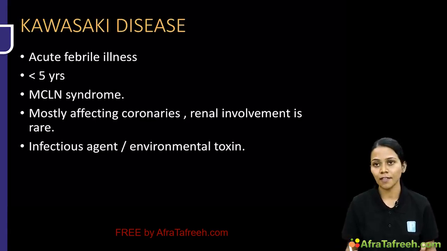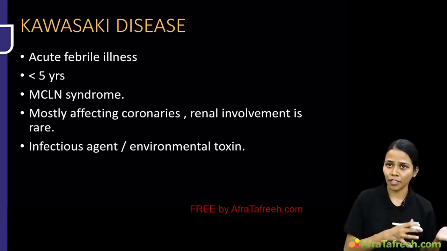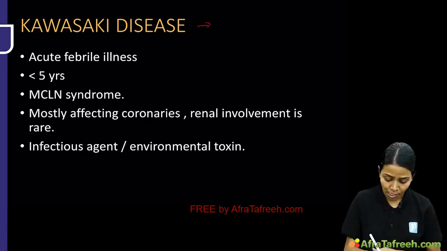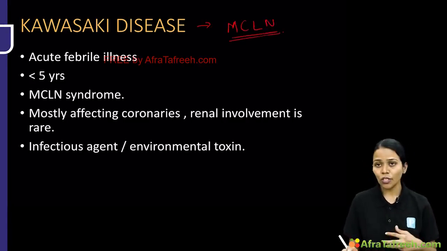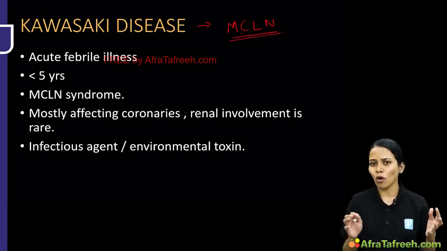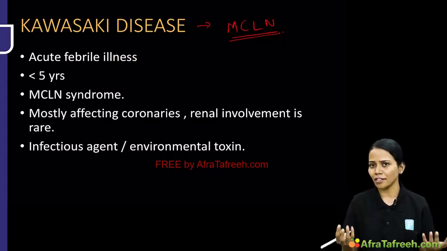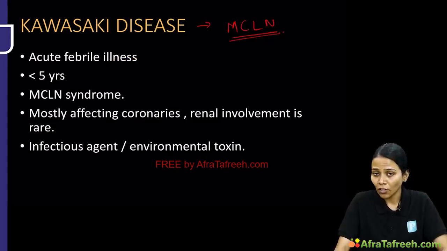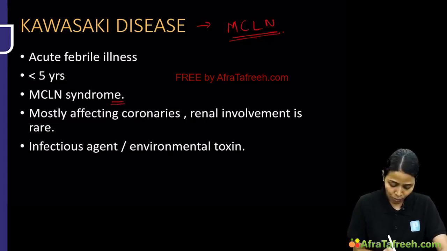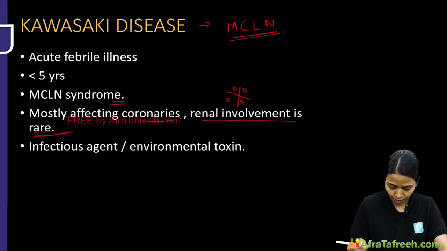Next is Kawasaki disease. Kawasaki disease is also a medium vessel vasculitis. How do you differentiate between Kawasaki and polyarteritis nodosa is, there is mucocutaneous lymph node involvement in Kawasaki disease. It presents as an acute febrile illness, most common in children aged 2 to 3 years, considered less than 5 years. So as adult physicians, we generally don't get to see this disease. It generally causes a mucocutaneous syndrome. Mostly it affects the coronaries and renal involvement is rare. This you have to remember: renal involvement is not common in Kawasaki disease.